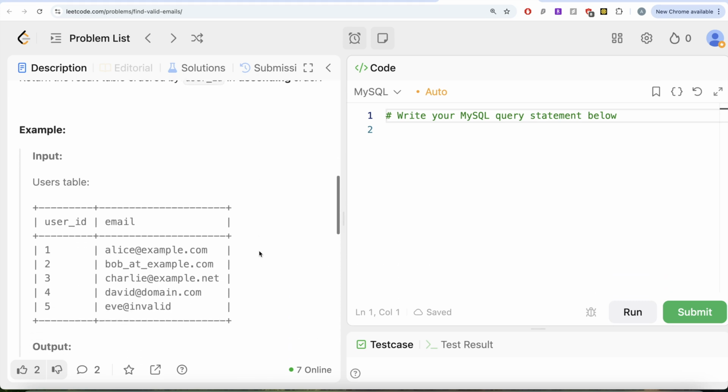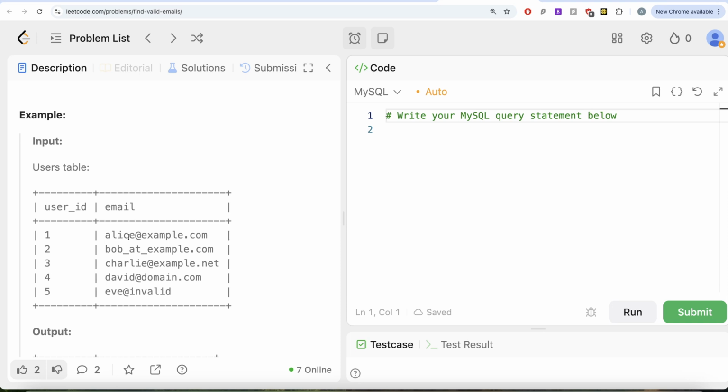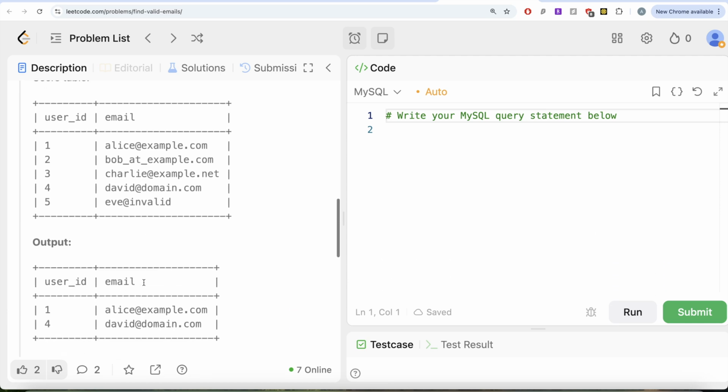Let's go through this example. Here we have 5 different user IDs with their email, and let's look at which all are valid. If we look at this one, alice@example.com, so yes, ends with .com, before @ is alphanumeric or underscores, after it's only alphabets, so it does. Similarly, if we look at user ID 2, obviously there is no @, so this is discarded. This one is also discarded because it ends in .net. This one is valid as well. And the fifth one does not have a .com. So only 1 and 4 are valid. And that is what we have in our output.